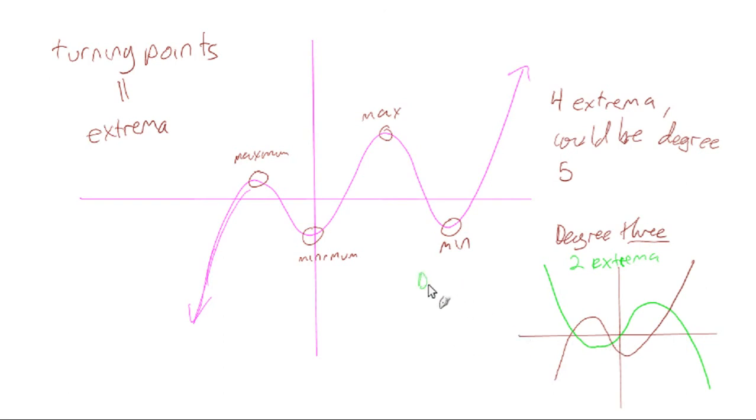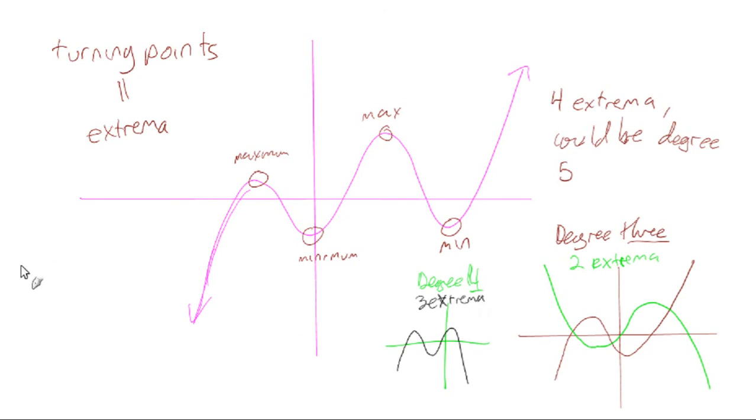Let's say we had a degree 4. We're going to have 4 zeros, and let's draw a function that has 4 zeros, 4 x-intercepts. There's 1, 2, 3, 4. So we've put in as many turning points as we possibly could, so we have 3 turning points, 3 extrema.